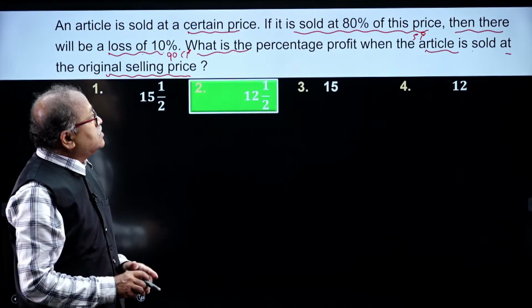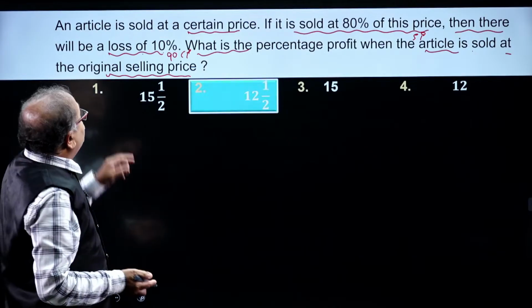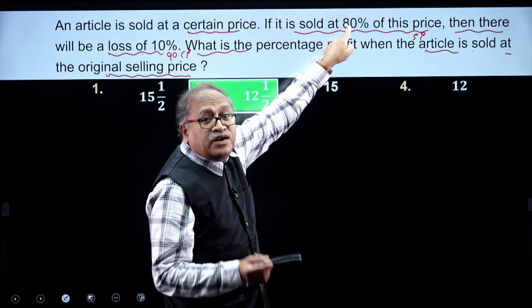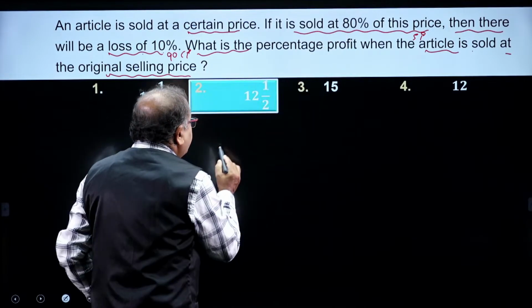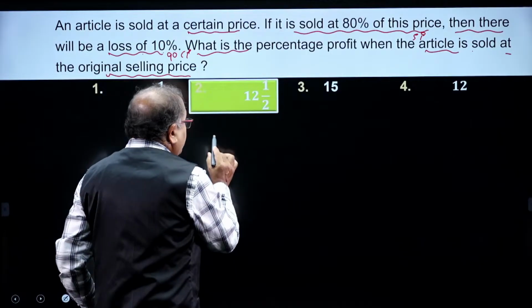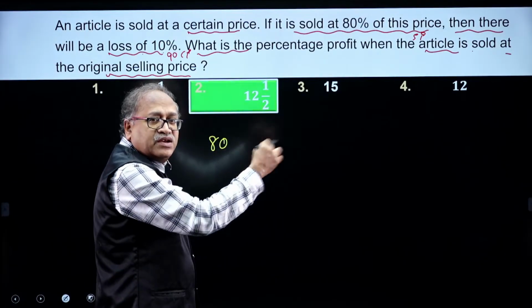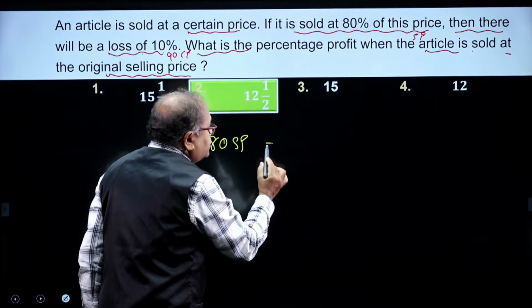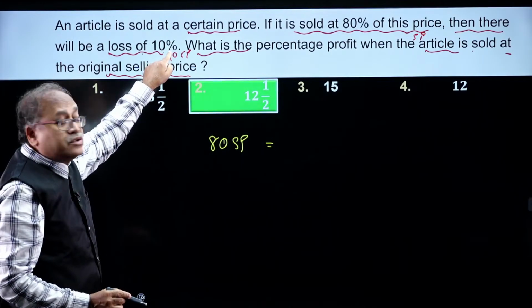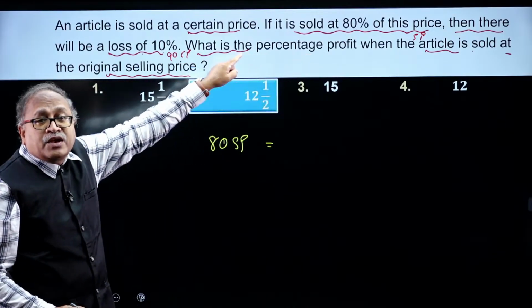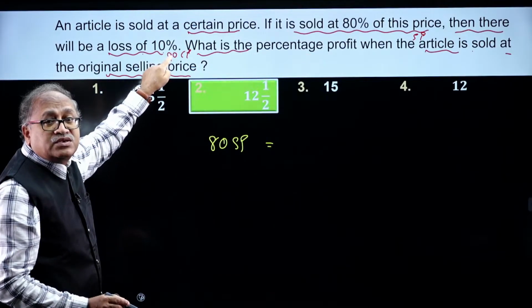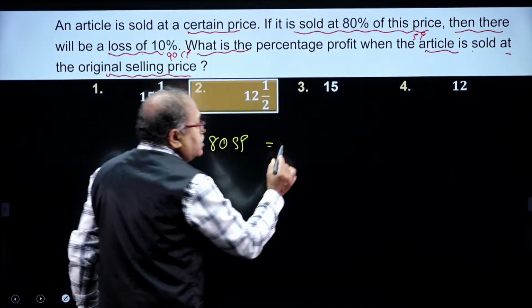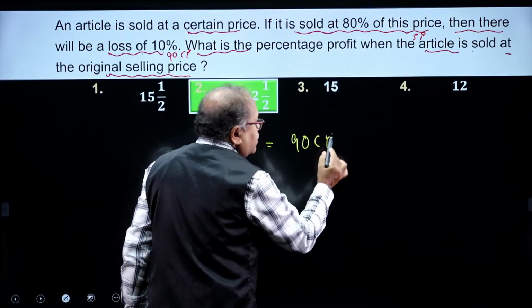So, what is the easiest way to answer this particular question? What I know is that 80% of the selling price, both sides have percentage, so I am not writing percentage. 80% of the selling price is equal to the cost price at a 10% loss, that means 90% of the cost price. So, I am getting one equation: 80% of the selling price is nothing but 90% of the cost price.